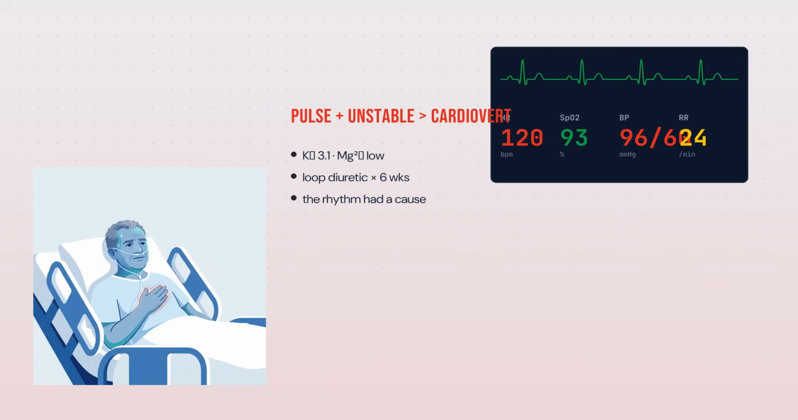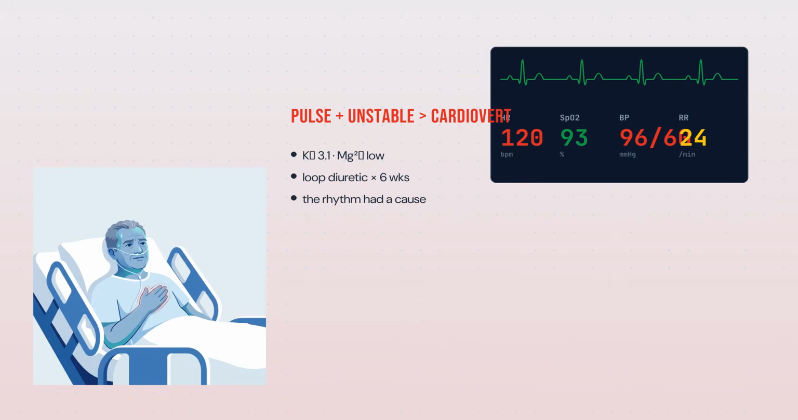Our patient. Wide, complex tachycardia, but he has a pulse, and he is talking to you, though he is pale, and his pressure is soft. Pulse present, unstable. That is synchronized cardioversion, and it works. Afterward the team checks his labs, and his potassium is 3.1, his magnesium is low. He has been on a loop diuretic for 6 weeks, the rhythm was not random. It was electrolytes, which is what it usually is. He is replaced and stabilized.